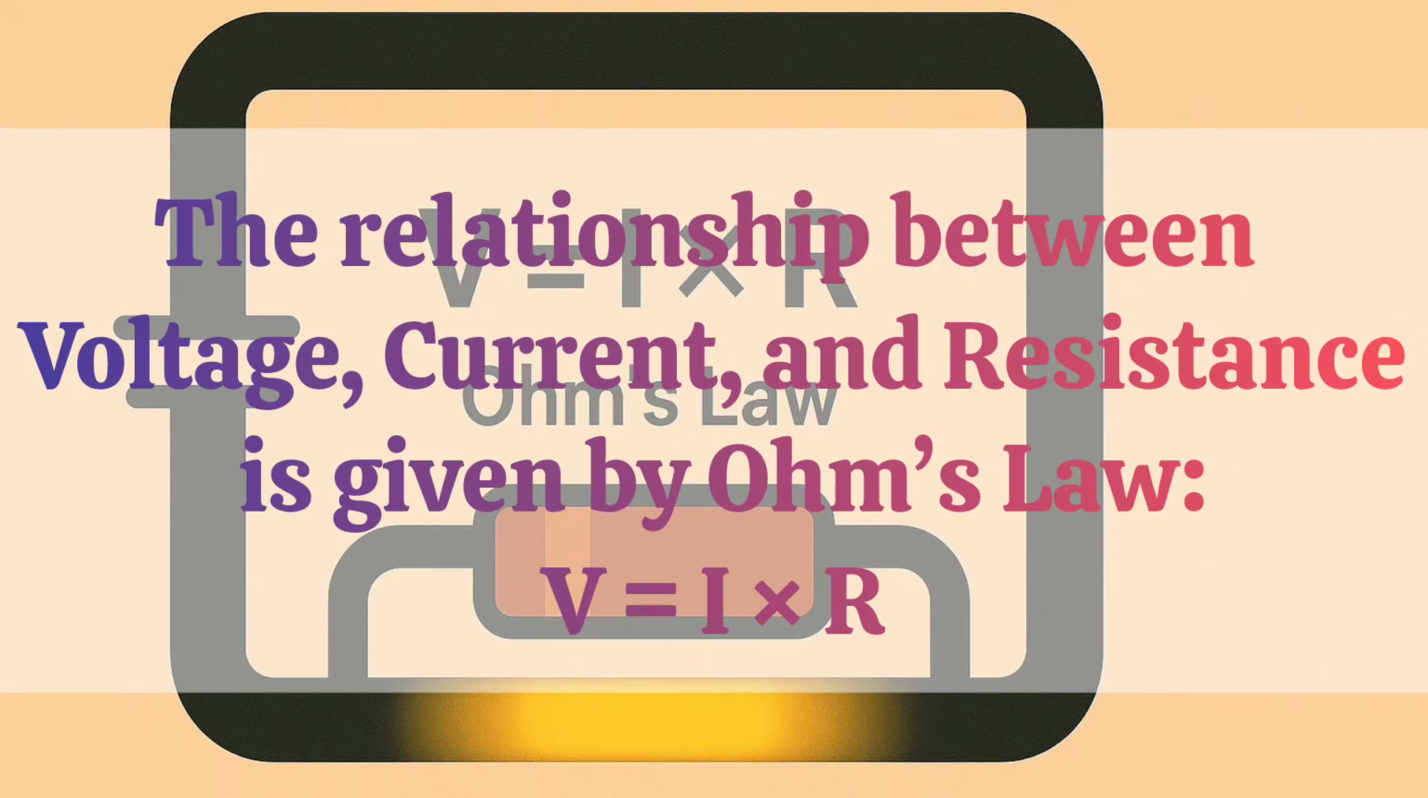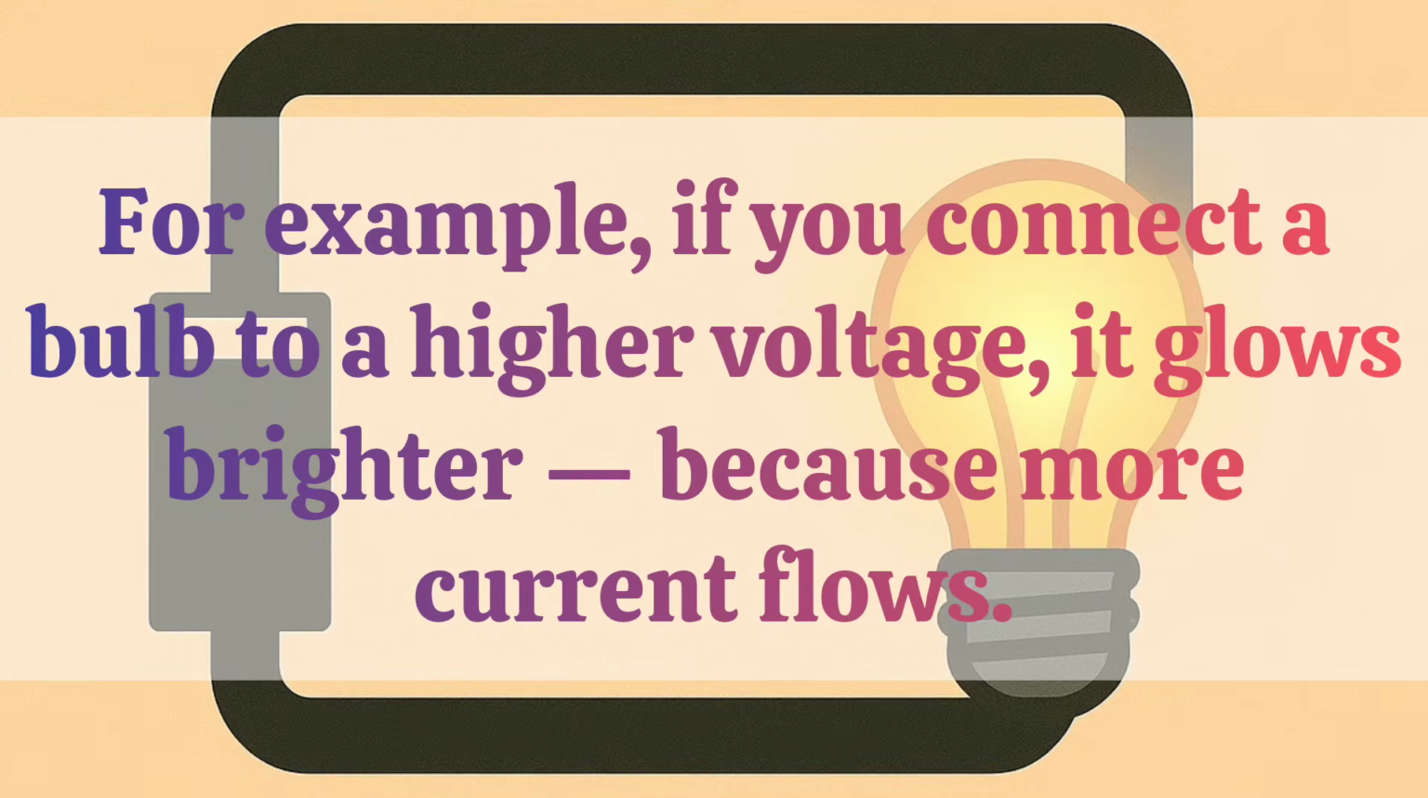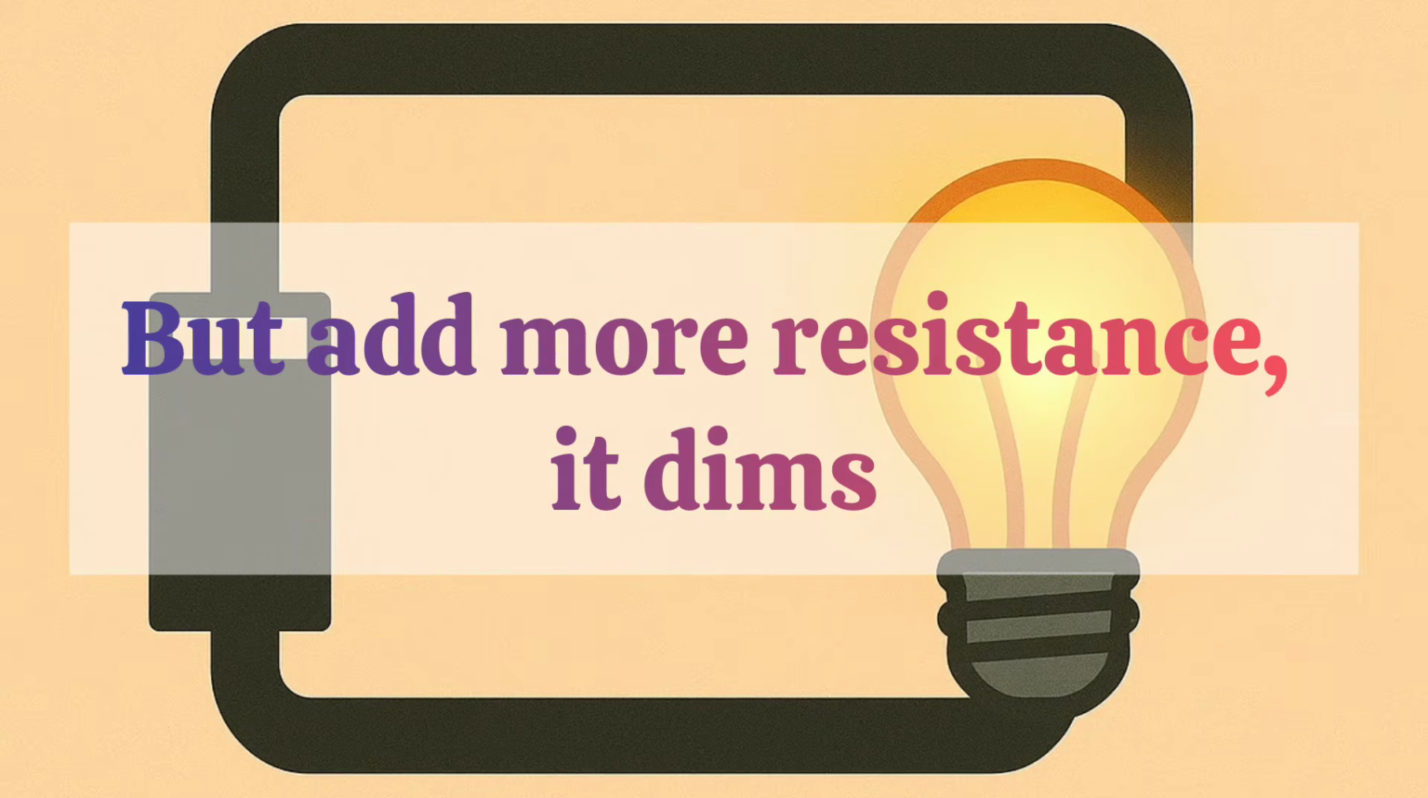V equals I times R. That means if voltage increases, current increases. But if resistance increases, current decreases. For example, if you connect a bulb to a higher voltage, it glows brighter because more current flows. But add more resistance, it dims.